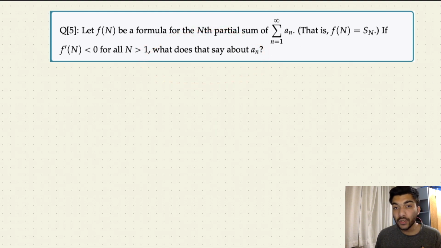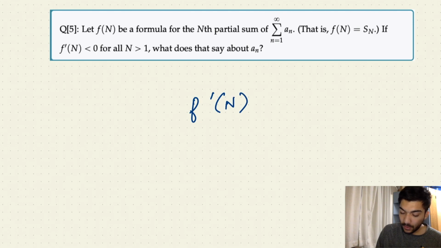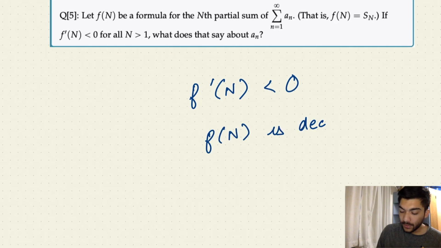This is a simple question. It basically uses the concepts of derivatives and relates them to the series case. Since f of capital N is equal to s of n, and we know that the first derivative is less than 0: in terms of functions, if the first derivative of a function is negative, we know that function is decreasing, right?